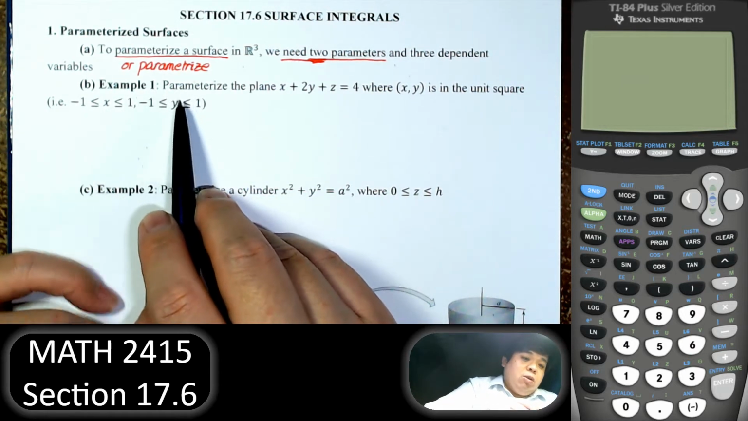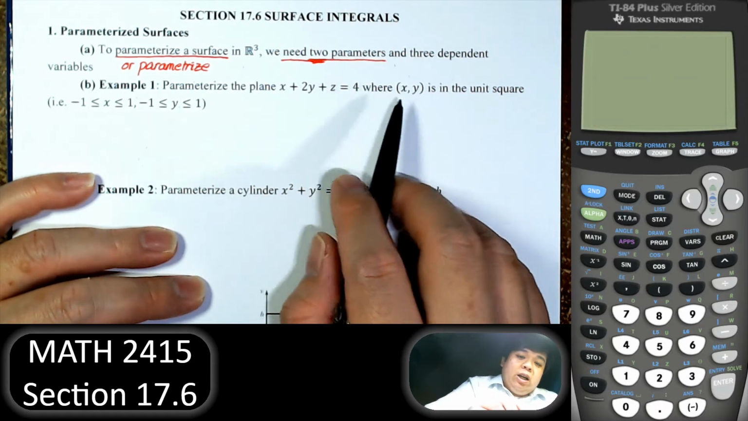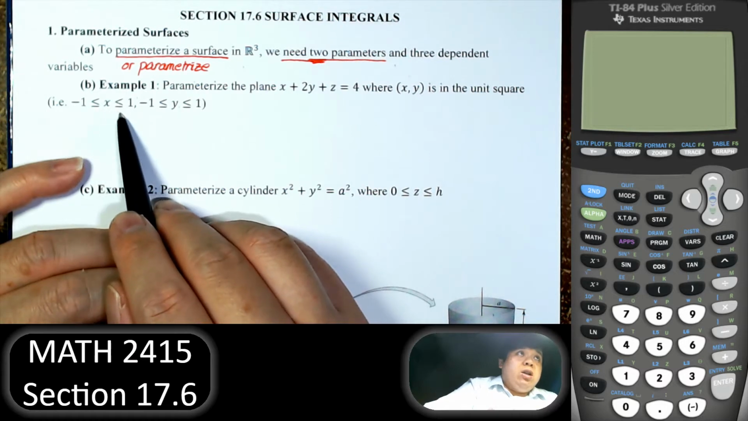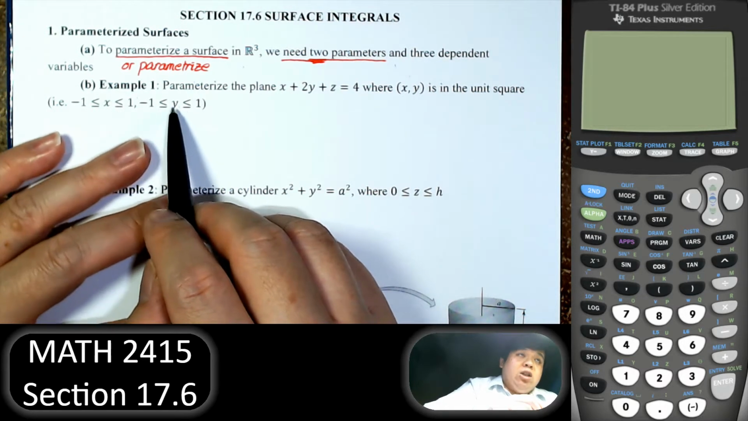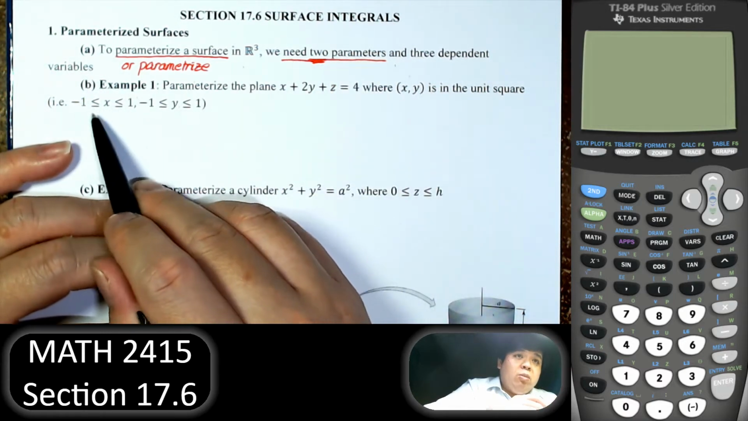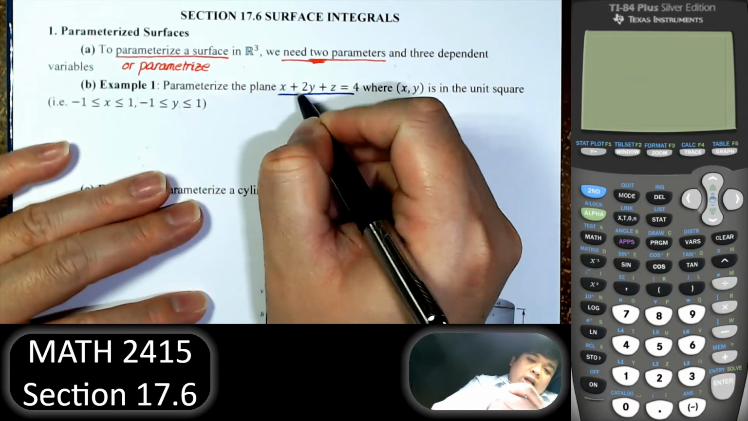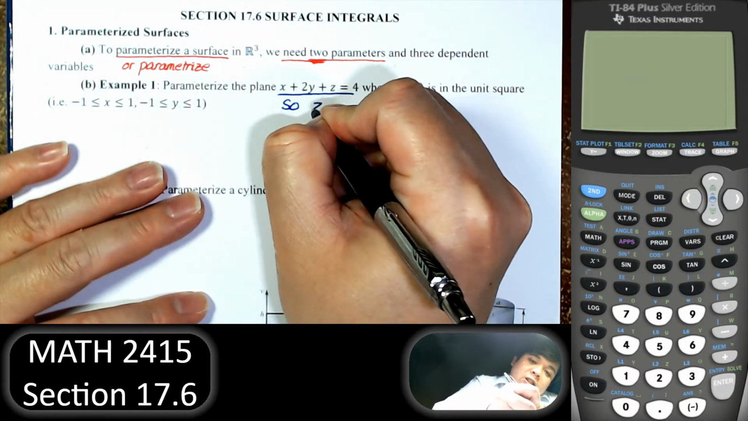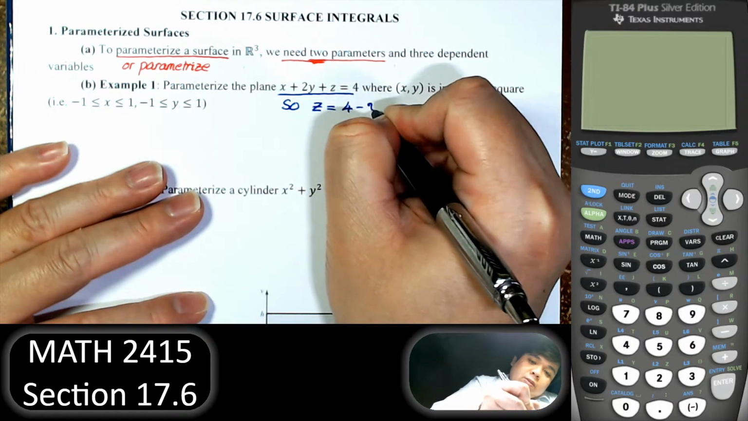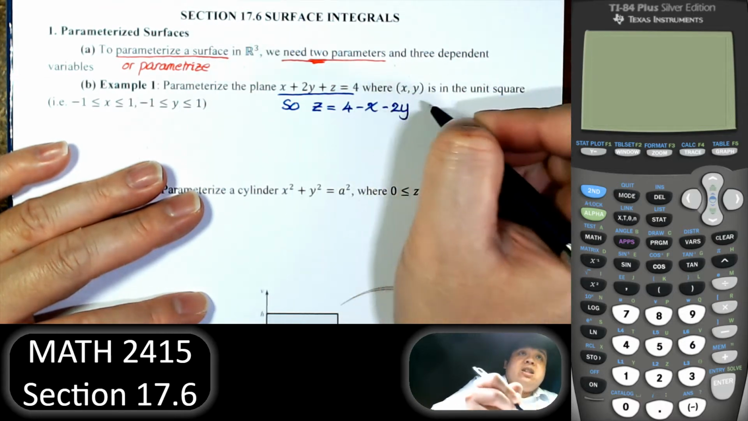Let's look at this example. Parameterize the plane x plus 2y plus z equals 4, where x is between -1 and 1 and y is between -1 and 1. So certainly we have the domain for x and y. From this equation, we can solve for z. So it's 4 minus x minus 2y, and that is z.